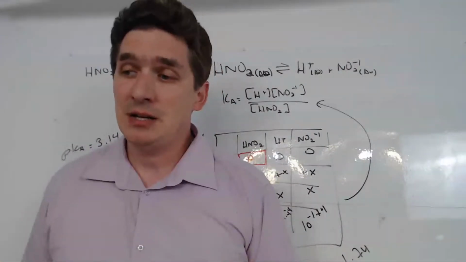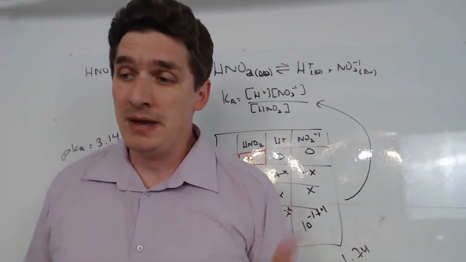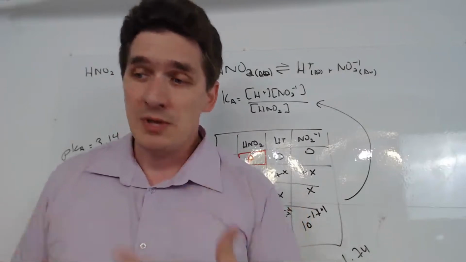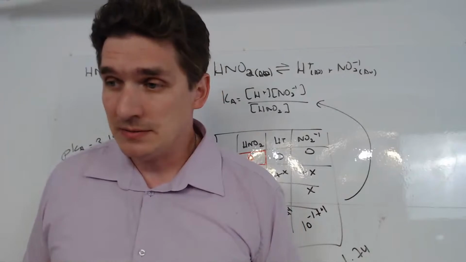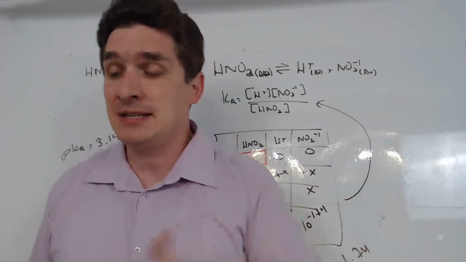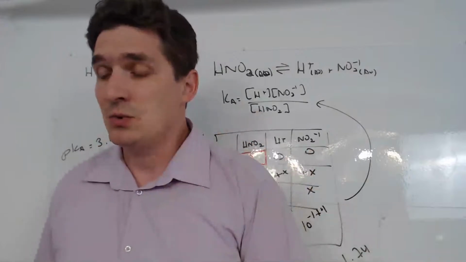And that's what I see on test 4 when I give it: students do the basic problem. They either think they did it wrong because it was so straightforward, or they spend the whole class trying to solve it and they can't do it. It's because they're trying to treat a base as an acid, and it just doesn't work that way.